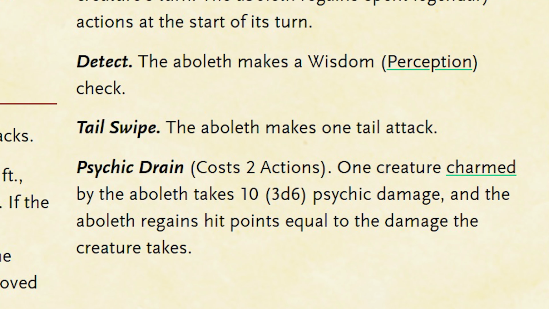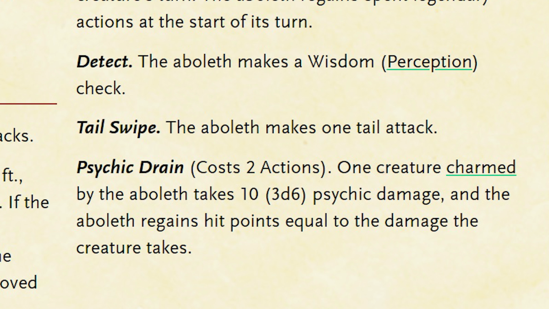The details of how to use the legendary actions are different for each creature. Some have a certain amount of times they can use it per round. Some have a certain amount of times they can use it per the encounter. You'll really have to read up on these legendary actions and find out what they're able to do. In the case of the aboleth, they have 3 different legendary actions they're able to do.